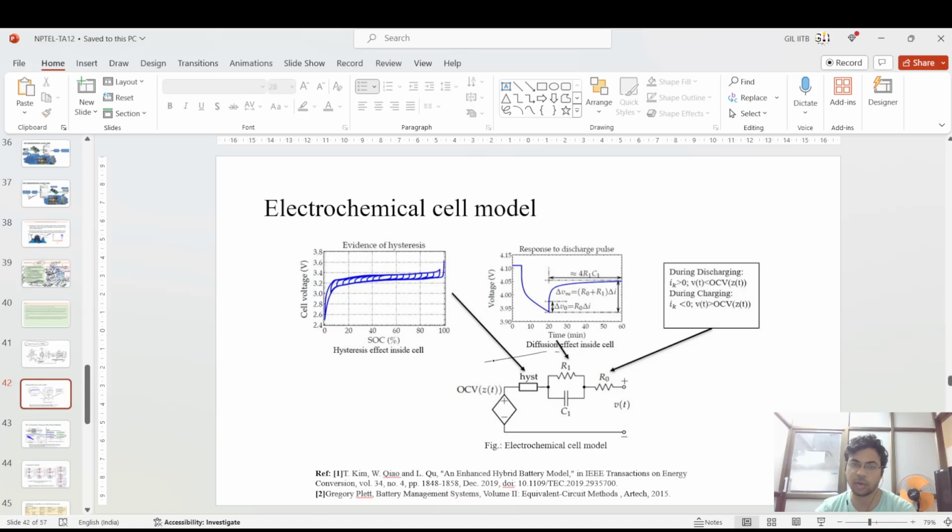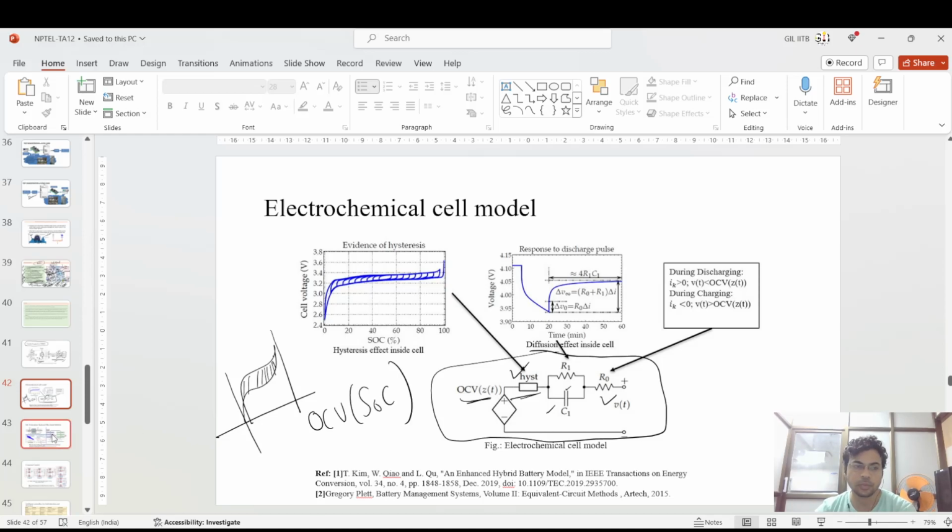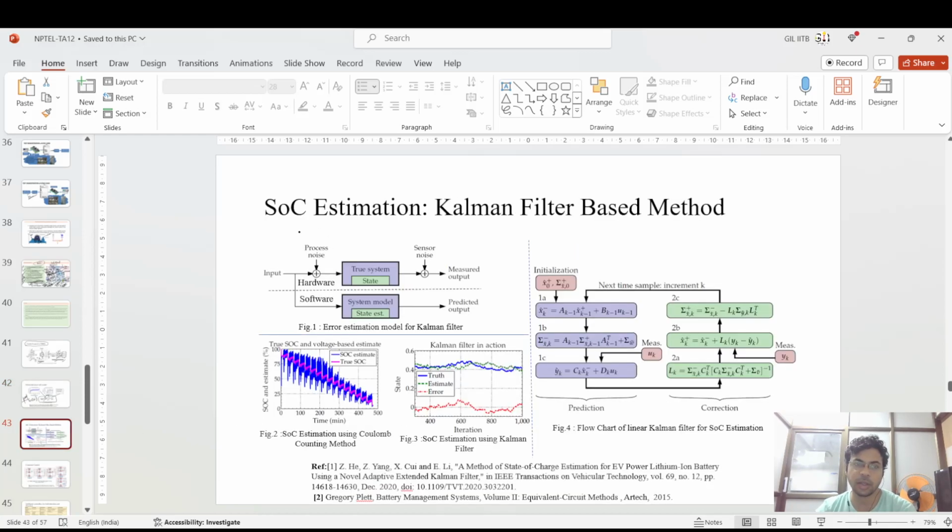And this is the one ECM cell which I have taken, and this is the basic electrochemical cell model. If you see here, R0 is the internal resistance, and R1 and C1 represent the diffusion effects. The hysteresis effect is also there, because when the battery charges and when the battery discharges, it doesn't follow the same path. So the difference between their voltage levels is represented using the hysteresis. And OCV is the open circuit voltage, which is a function of the SOC. Okay.